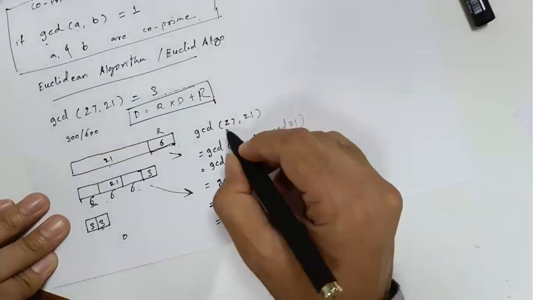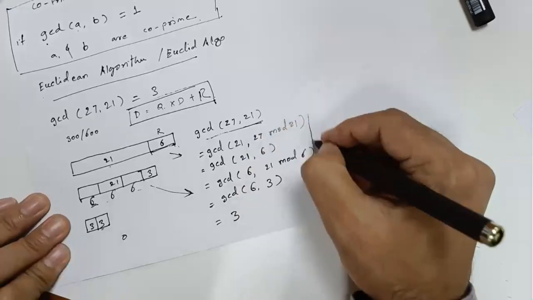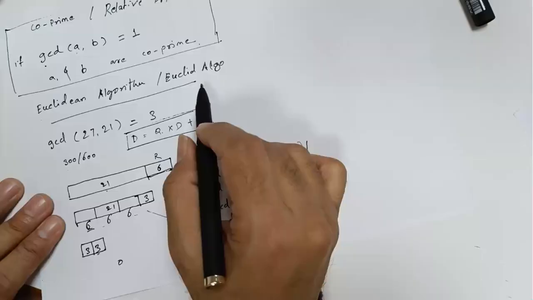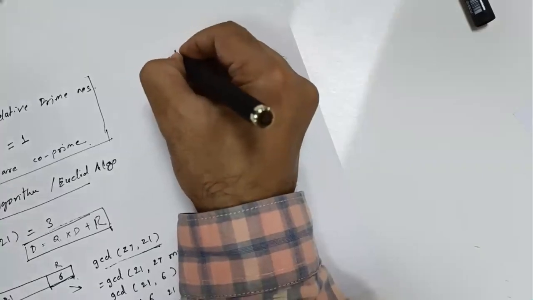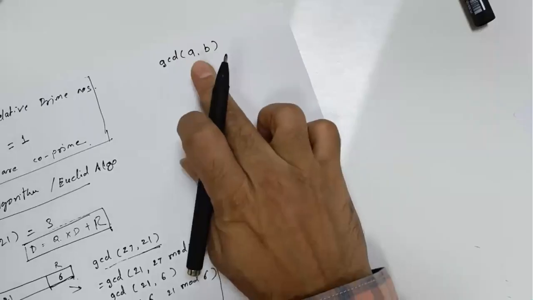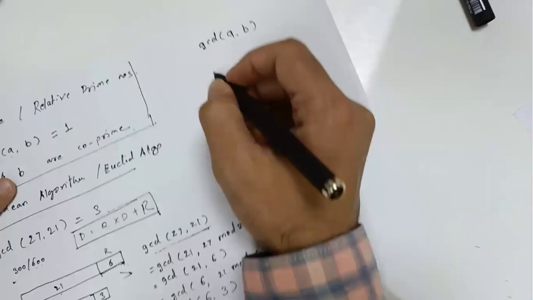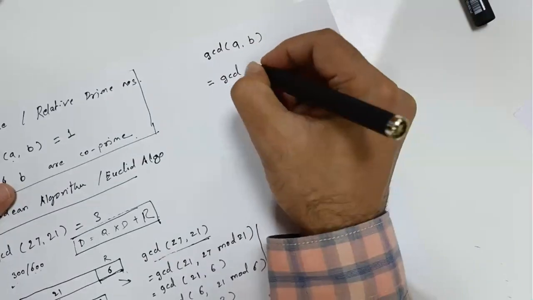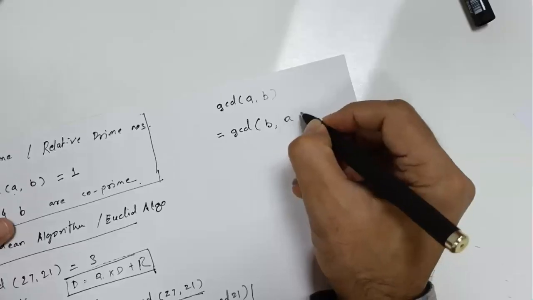So to find out the GCD of 27 and 21, these are the steps that you have to follow. This is the Euclidean algorithm. I'll give you the definition here. If you want to find out the GCD of A and B, considering that A and B are two large numbers of 300 and 600 digits, it is equivalent to GCD of B and A mod B.